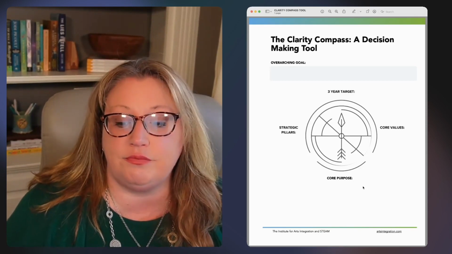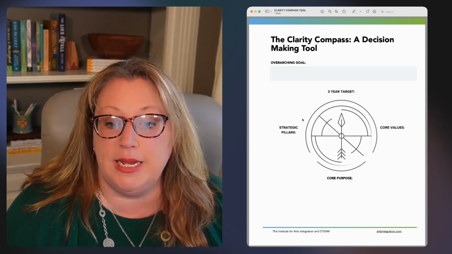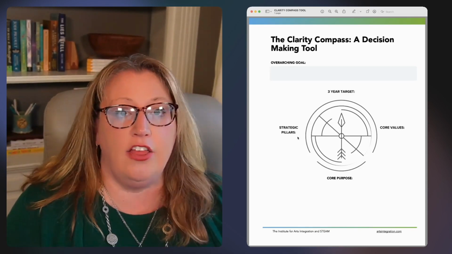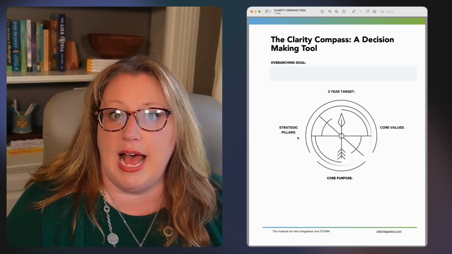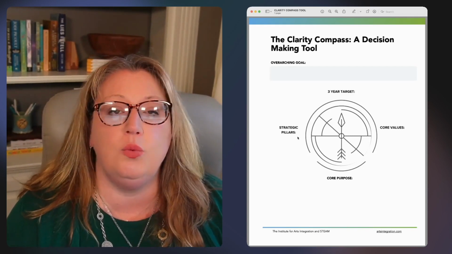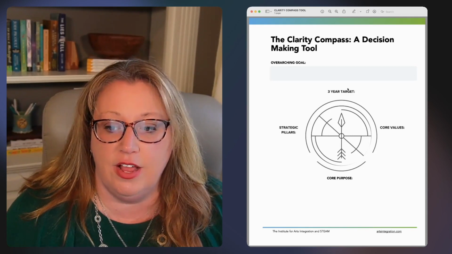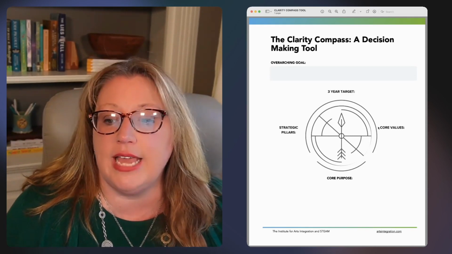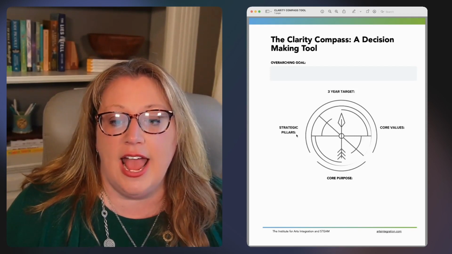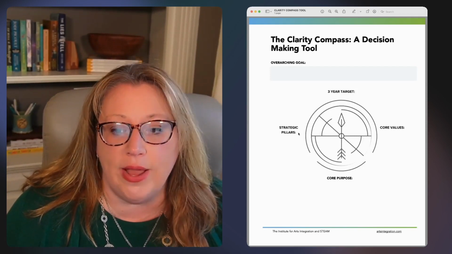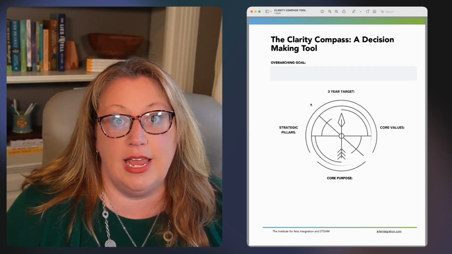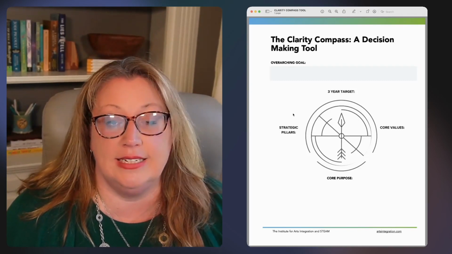And then the last piece is strategic pillars. So strategic pillars are 3 to 5 ideas or tools that are going to get you to where you want to be, to that North. Okay, so it's going to take into account your core values and your purpose and your target. And you're going to consider, how am I going to meet that target in 3 to 5 different ways?